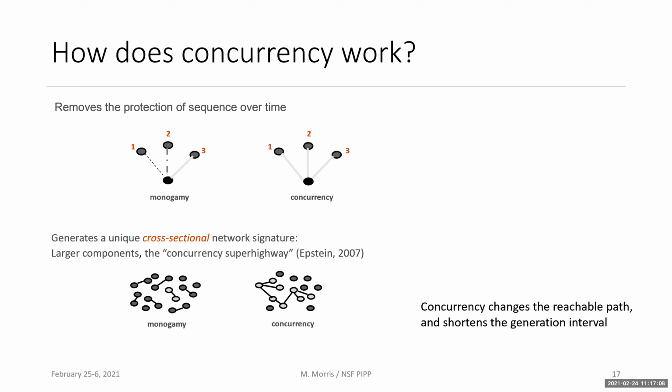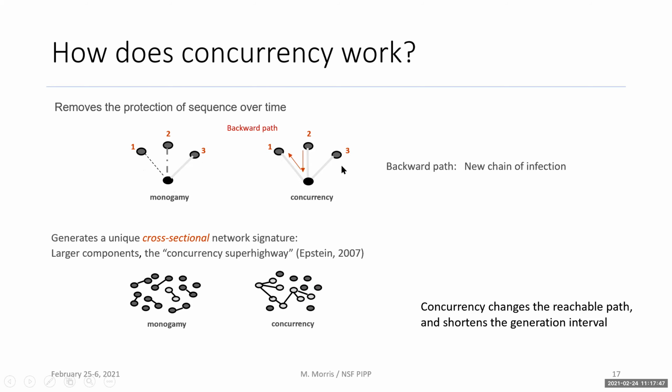So the way concurrency works is it really removes the protection of sequence over time. Under serial monogamy, in this case here, you get to be partner number one, partner number two, or partner number three of this central node. And chances are, if there's an infectious disease running around, you'd probably prefer to be partner 1 rather than 2 or 3, because it makes for less chance that the central node has already become infected. The sequencing of partnerships here gives you that protection if you're partner number 1. With concurrency, if you're partner number 1, you may still be partnered to this node when they start an additional partnership with node 2 or node 3.